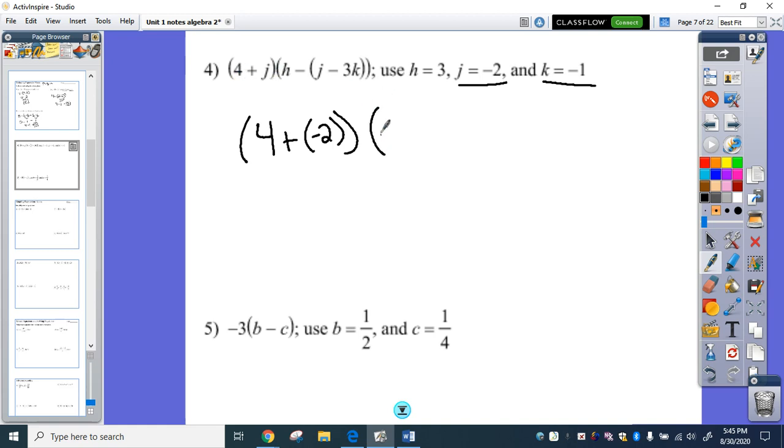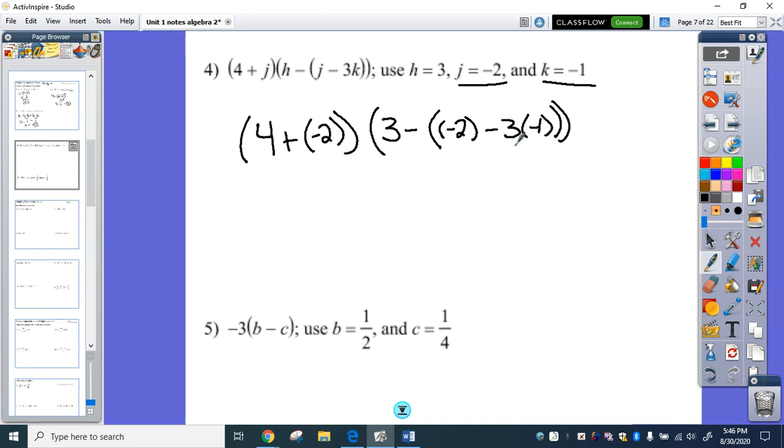Open another set of parentheses. We've got H, which is 3, minus, and then parentheses, we've got J, which is a negative 2, minus 3, and times K, which is a negative 1. And then we've got this double set of closed parentheses. So we have a lot of parentheses to deal with in here. We're going to start where we have the majority of our parentheses, over on this side. We've got negative 2 minus 3 times negative 1.